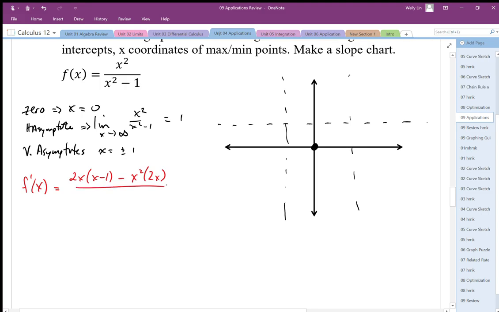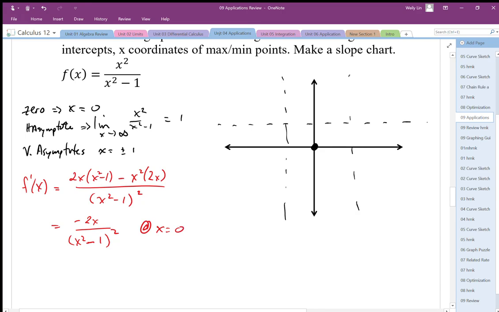Okay, so there's my derivative. Okay, I'm going to simplify this. 2x squared minus x minus, and this is going to be 2x cubed minus 2x cubed. Okay, so those are going to cancel out, so I'm just going to be ending up with negative 2x over (x squared minus 1) squared. Okay, so it's equal to 0 at x equals 0.